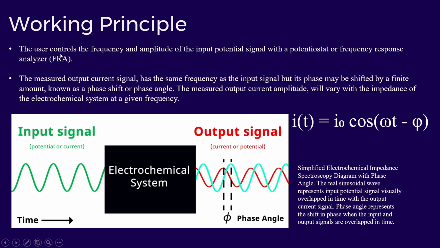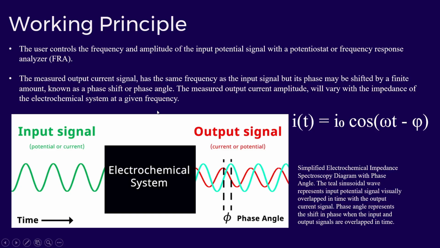The user controls the frequency and amplitude of the input potential signal with the potentiostat and frequency response analyzer. The measured output current signal has the same frequency as the input signal, but its phase may be shifted by a finite amount known as phase shift. As you can see in this picture, there is a phase shift of phi. The measured output current amplitude will vary with the impedance of the electrochemical system at a given frequency.